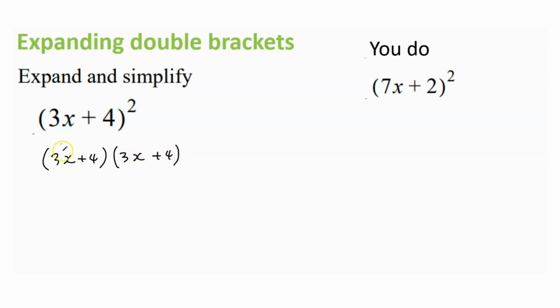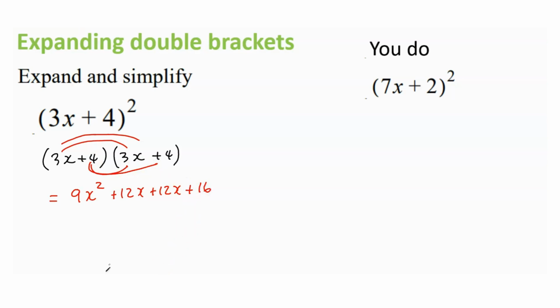Let us expand. So 3x times 3x there would give us 9x squared. 3x times 4, that's 12x. And then 4 times 3x there, that would be 12x as well. And then 4 times 4, that's 16.